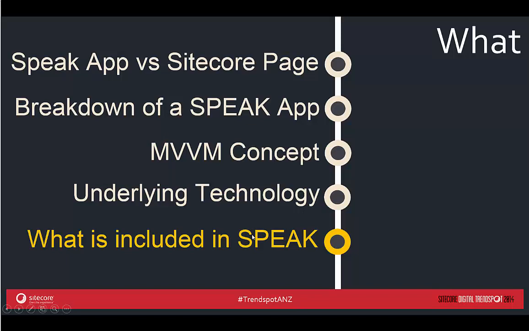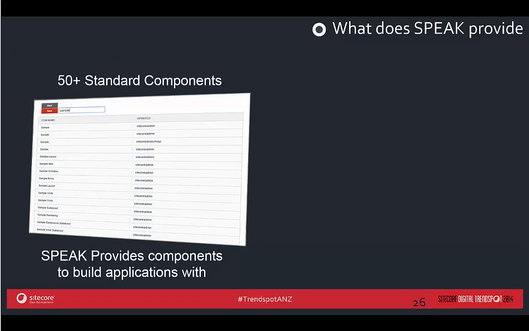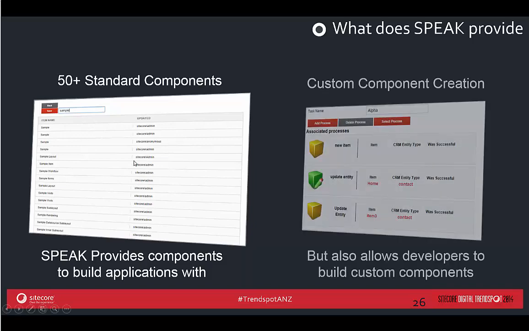Now, what is within Speak? Now, as I mentioned, it's a framework, so you get 50 plus standard components, and this is increasing. This is within the business component library, so it's available for all the developers. In addition to that, it allows us to develop and create our own components within this application. As this is all designed for developers, I will focus on the custom component creation more so.